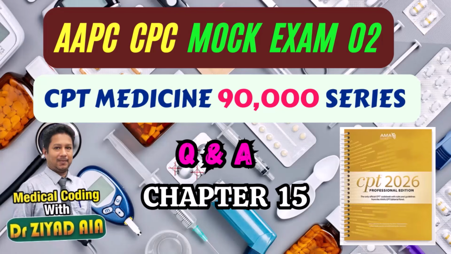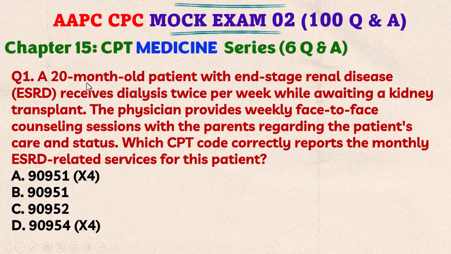Chapter 15, CPT Medicine 90,000 series question and answers. There are 6 questions. Question number 1. A 20-month-old patient with end-stage renal disease receives dialysis twice per week while awaiting a kidney transplant. The physician provides weekly face-to-face counseling sessions with the parents regarding the patient's care and status. Which CPT code correctly reports the monthly ESRD related services for this patient? So there are 4 answers available.